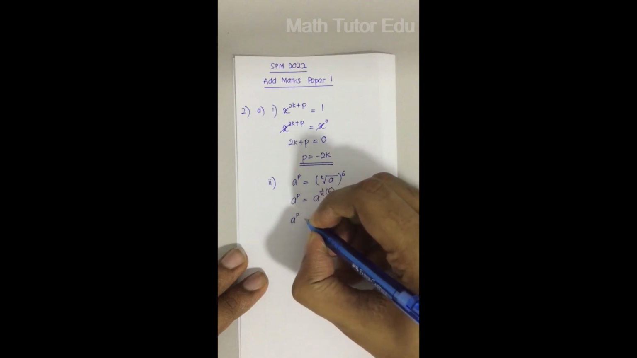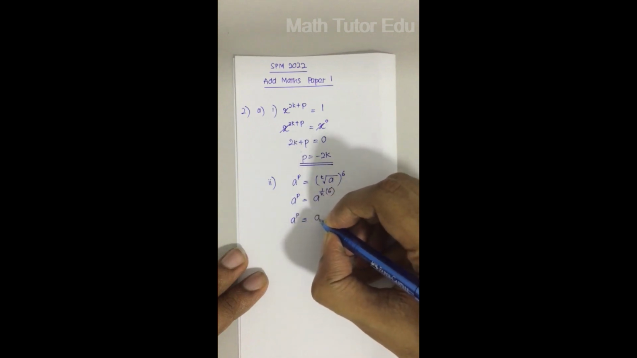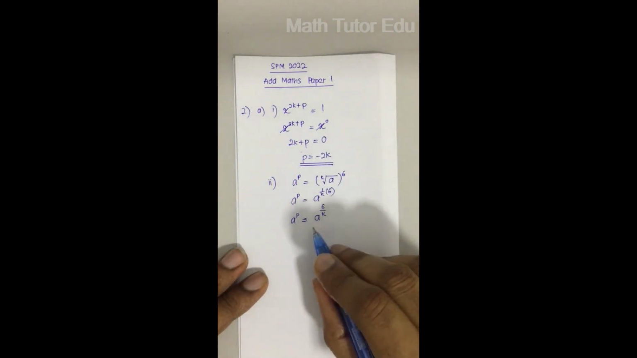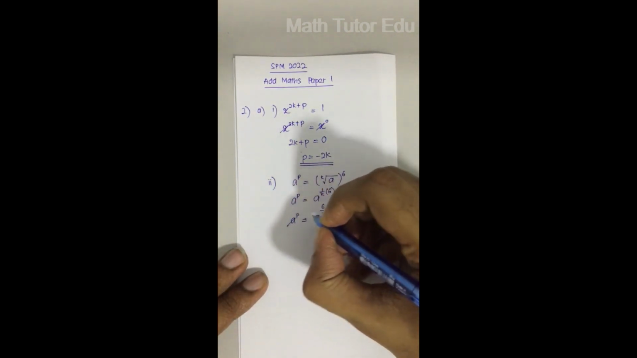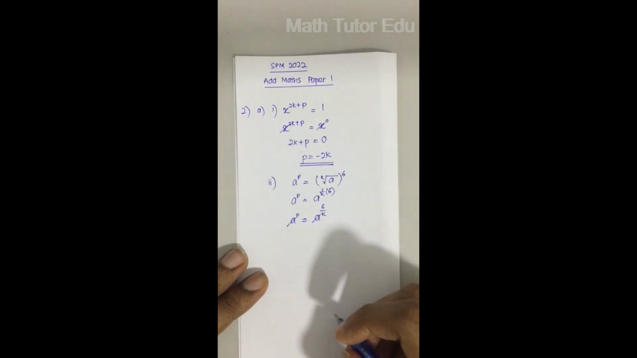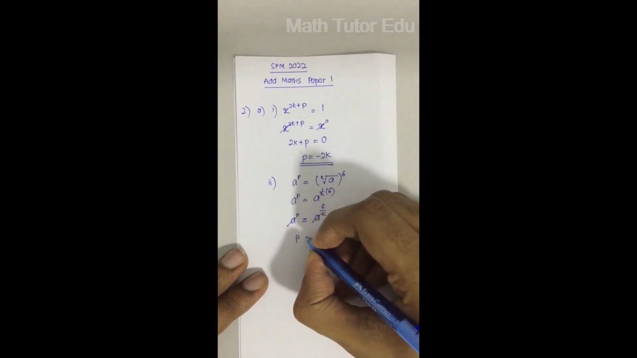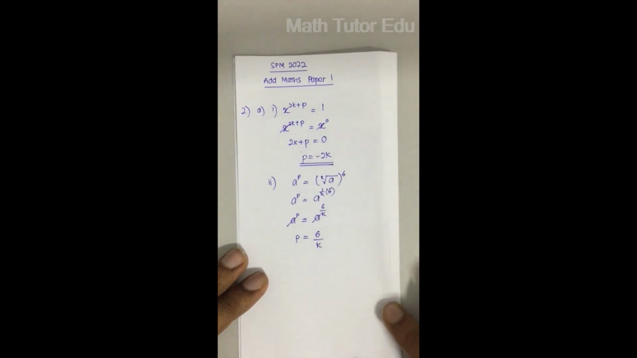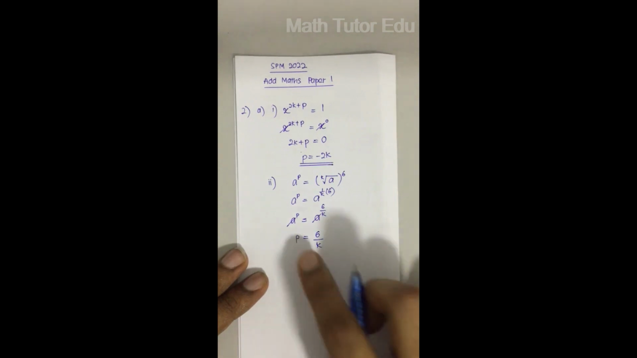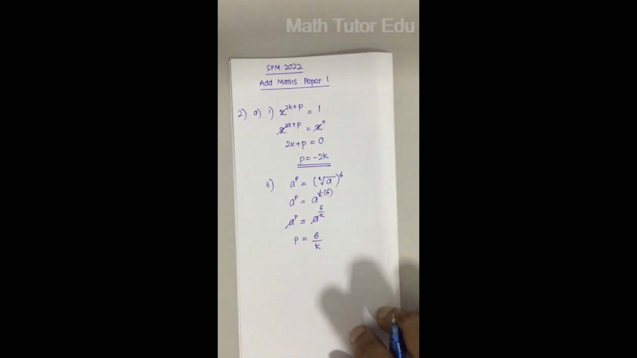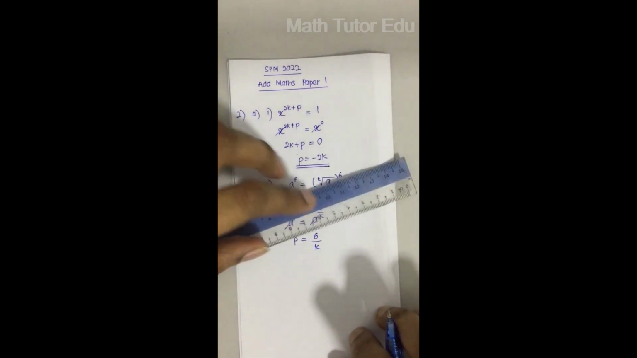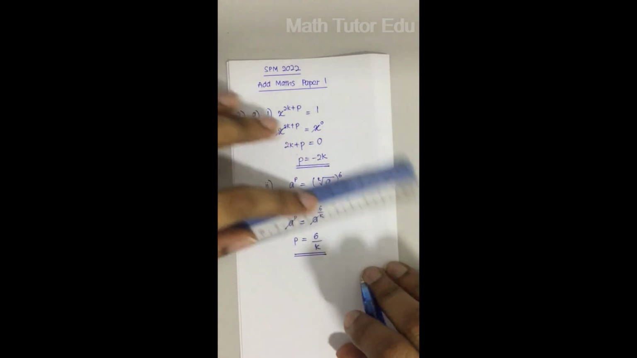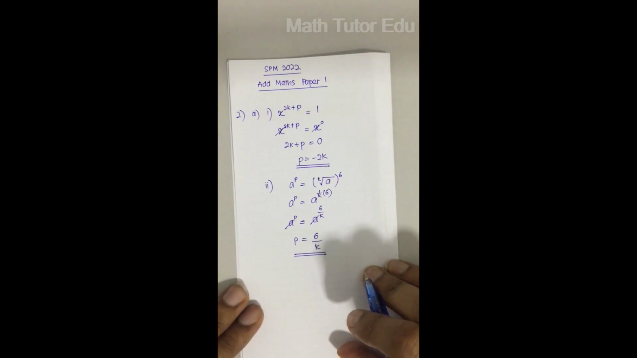a to the power of p is equal to a to the power of 6 over k. We can simplify the base a respectively. So you get p equals 6 over k. This is your answer for question 2a, second Roman. Let me underline the solution. We have done with question 2 part A.